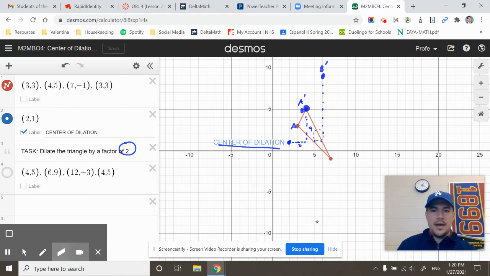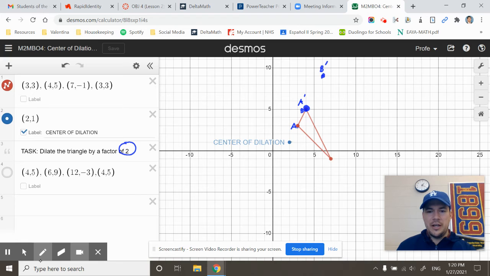And let's move on to make the third point of our triangle. Again, I'm not even caring about the origin. I'm doing all of this with my center of dilation. So to go to point C, I have to resist the urge of doing the Y's first. I have to do my X's first. So that's 1, 2, 3, 4, 5 units to the right, and 2 units down.